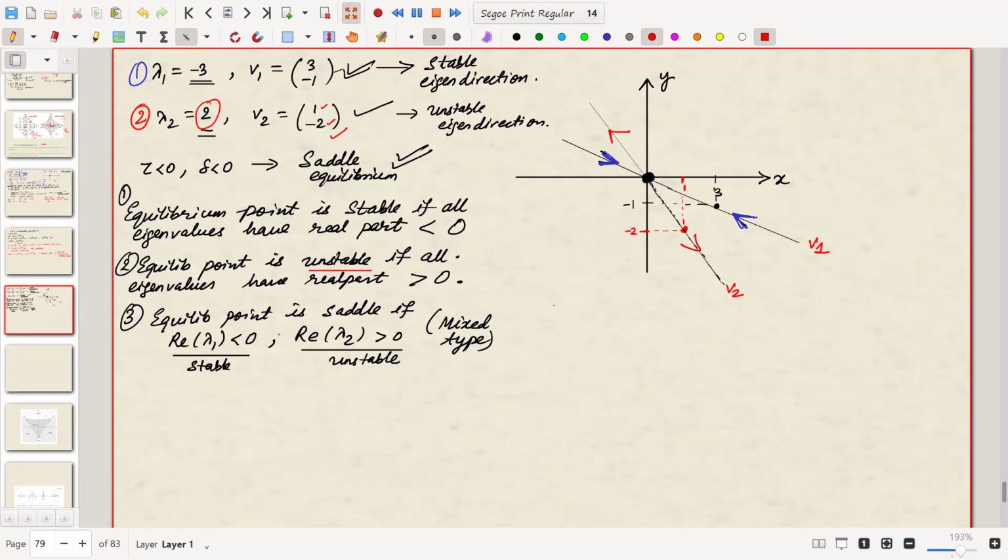How does the nearby trajectory look? Think of it. Assume that you are traveling on this plane. If you are on this line, it will straightforwardly kick you here. If you are here, it will straightforwardly kick you here. If you are on this curve, it will push you towards the origin. If you are here, it will push you towards the origin.